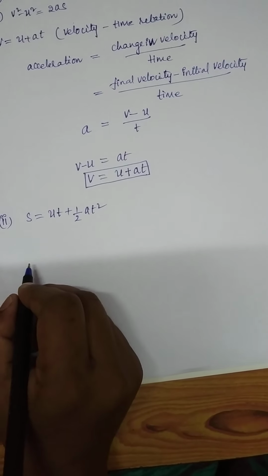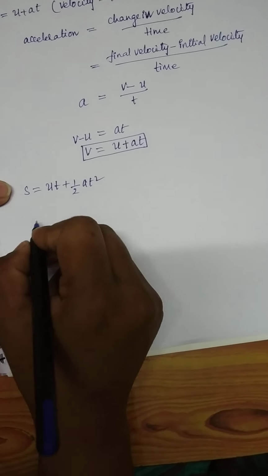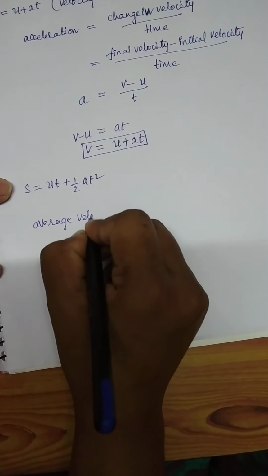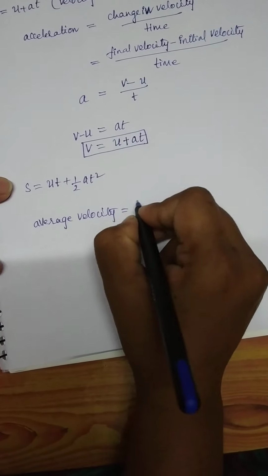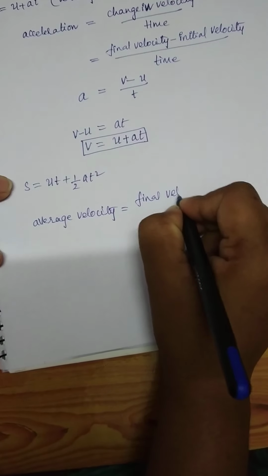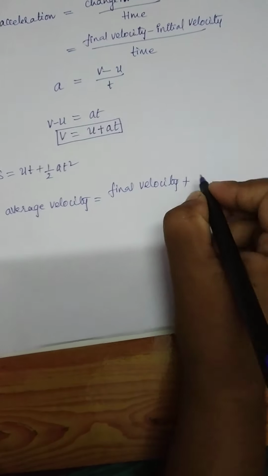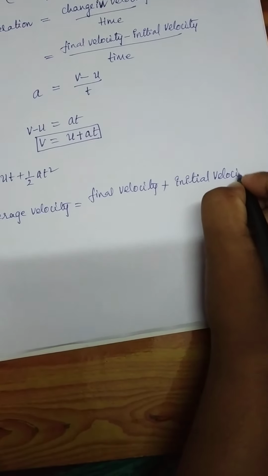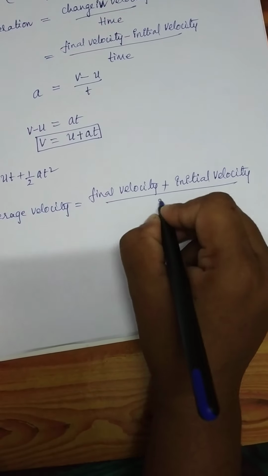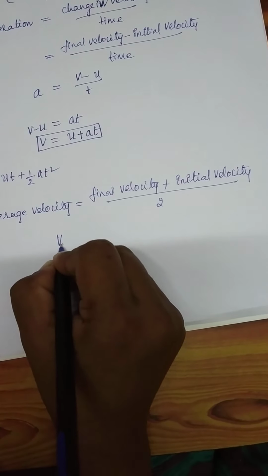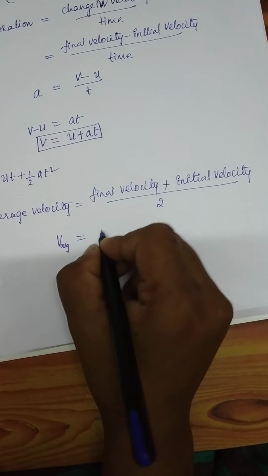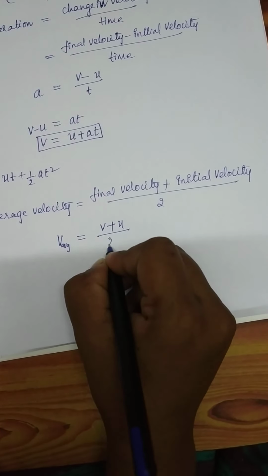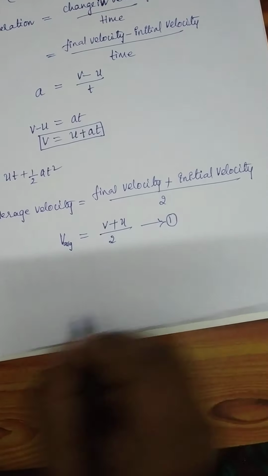Let us take the second equation, that is s is equal to ut plus half at square. So we know the formula for the average velocity is equal to final velocity plus initial velocity by 2. Average velocity is denoted with symbol v average, which is equal to final velocity v and initial velocity u upon 2. Let it be equation number 1.